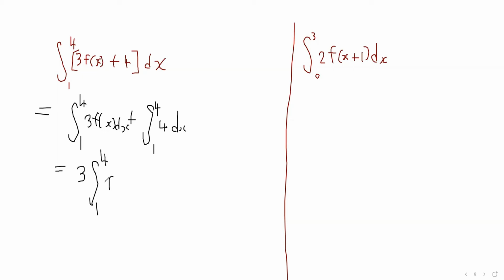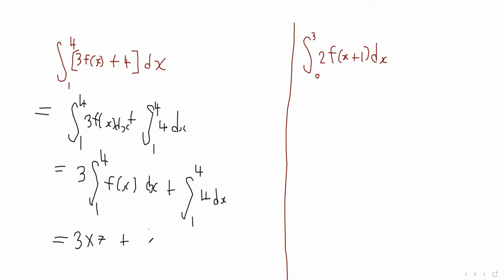We factor out the 3 and have the integral from 1 to 4 of f of x dx, and then plus the integral from 1 to 4 of 4 dx. Now remember, the integral from 1 to 4 of f of x we already established as 7. So this is then 3 times 7 plus, we just need to work out this part now.